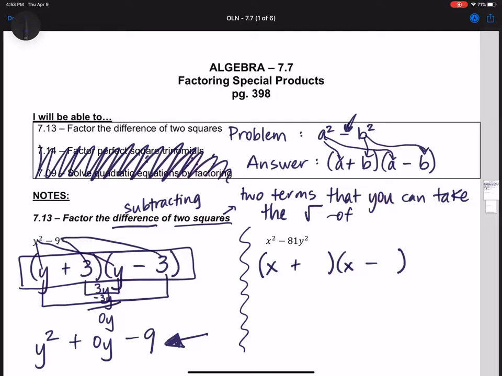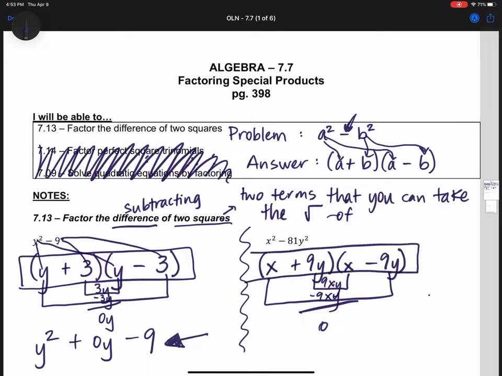And then the last term, we square root that. So the square root of 81, what two numbers multiply to 81 that are exactly the same? Well, that would be 9 and 9. And you need the y squared, so we'd have the y and the y. Once again, these would make 9xy. This would make negative 9xy, which makes the 0. And that's what we want. We want them to cancel out.